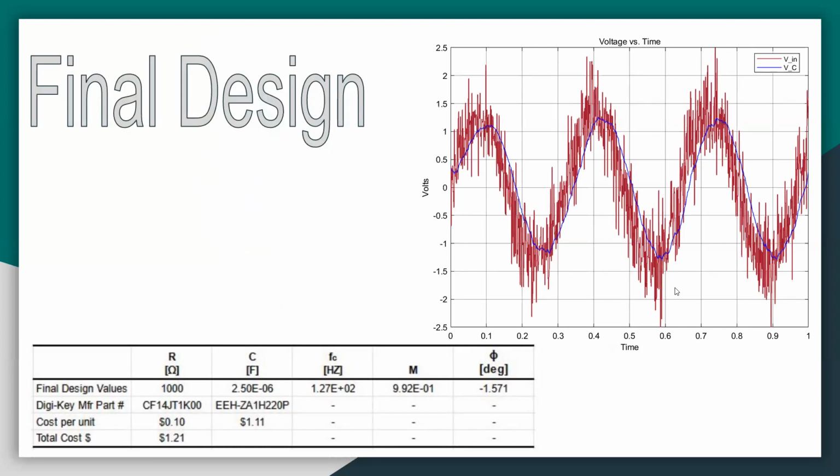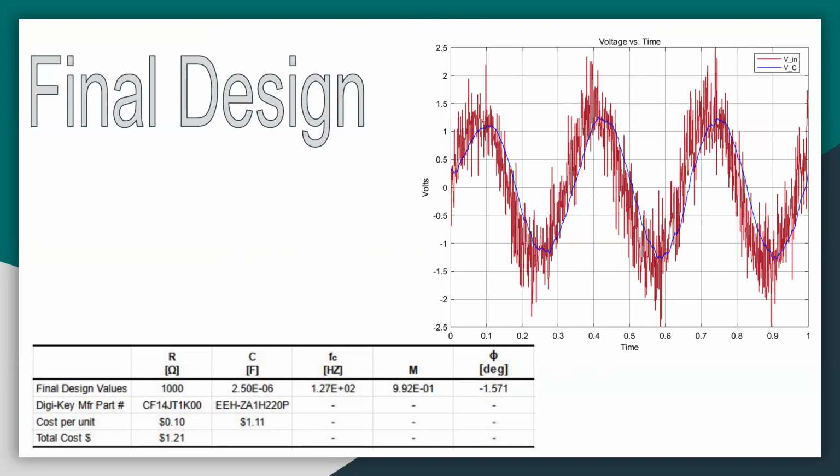And this is the final design. This meets all the criteria as it filters out the high frequencies and only keeps the low frequencies. The resistance that we used was 1000 ohms, the capacitance was 2.5 times 10 to the negative 6 farads, the cutoff frequency was 127 hertz, the magnitude ratio was 0.992, and the phase was greater than negative 20 degrees.